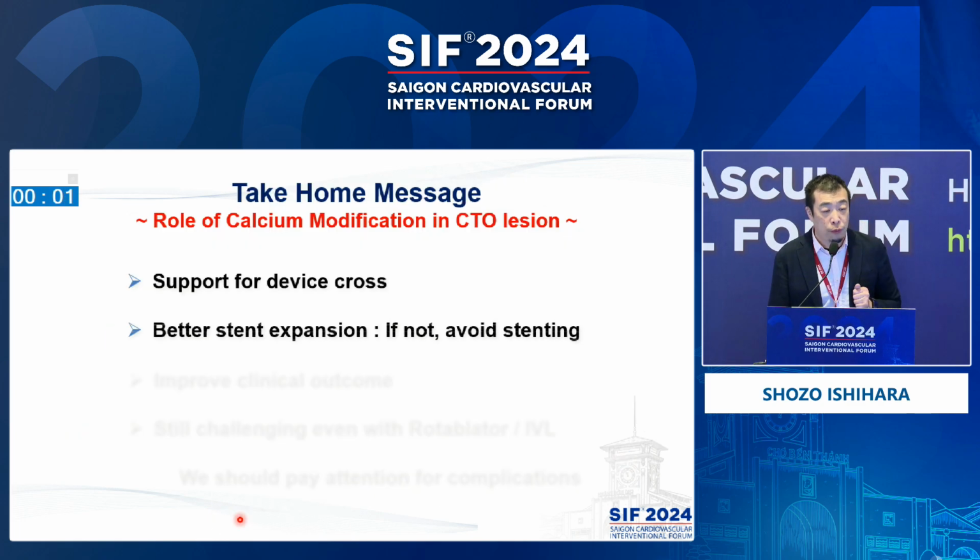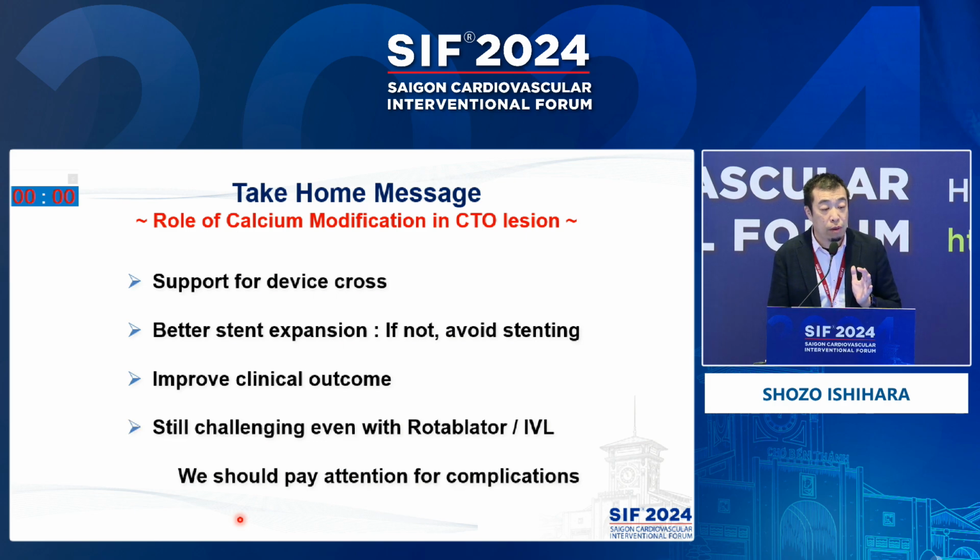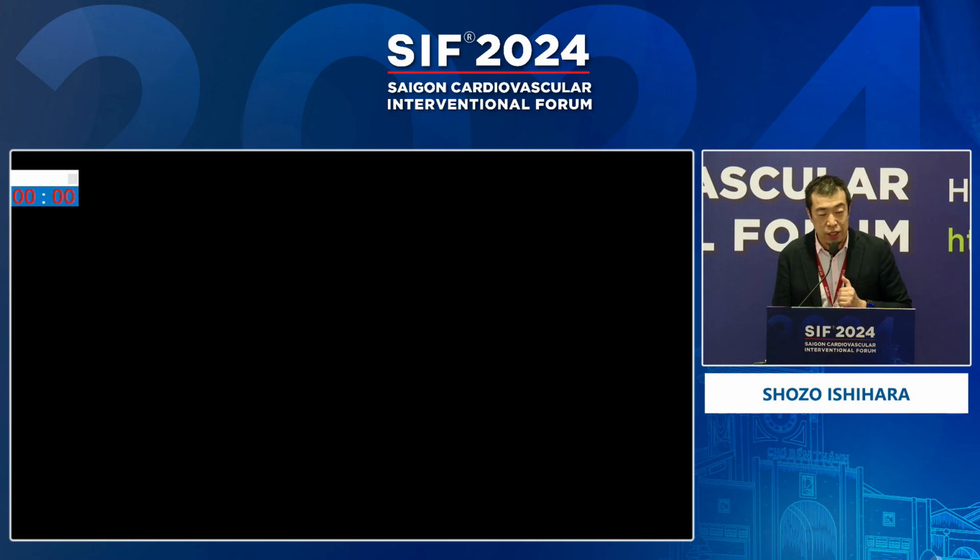And so this is the final slide. The role of the calcium modification is important to make support for the device to cross. And also it makes better stent expansion. If we cannot get enough expansion, at that time, we don't put stent there. And so it improves clinical outcome, but it is still challenging even with rotablator or IVL because we should pay attention to complications, rotablator stuck or perforation. Thank you for your attention.